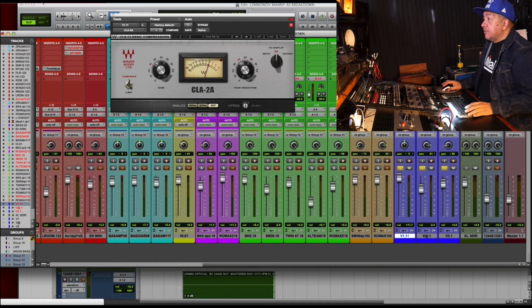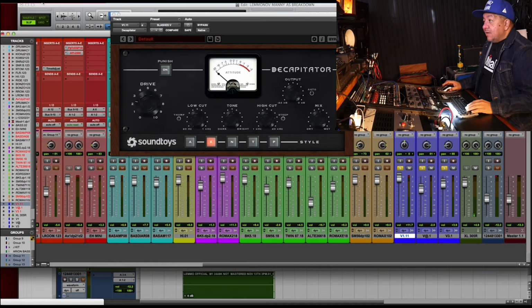When I put it all together, I felt it needed a hair more, and one of my favorite ones is the Decapitator by Soundtoys. I'll let you hear it with it and without it.